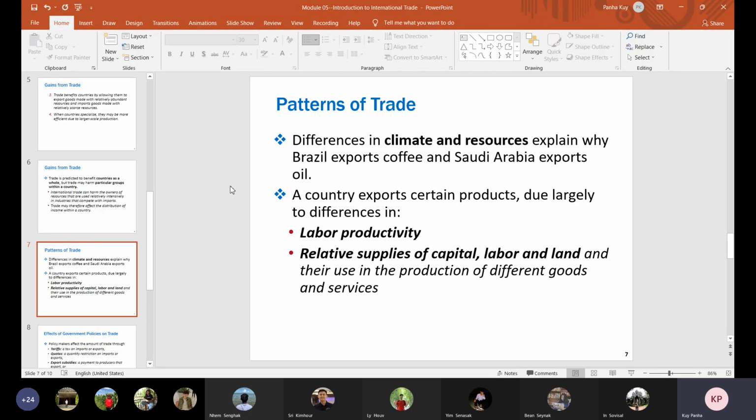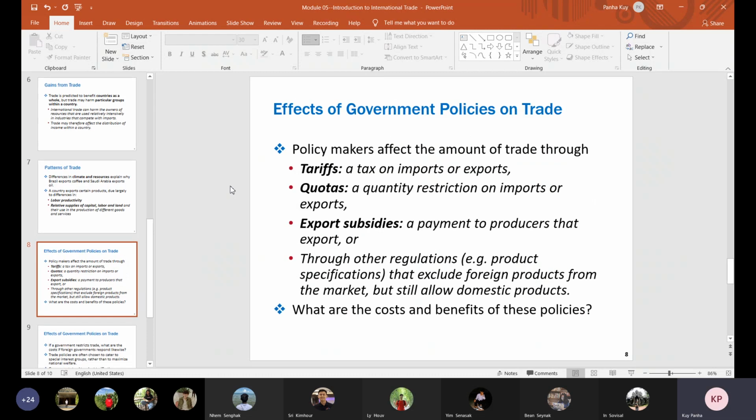Okay, so one, because there are differences in labor productivity. The second one, because of the relative supply of capital, labor, and land. These are the criteria that determine your pattern of trade. And then this one is the effect of government policy on trade.